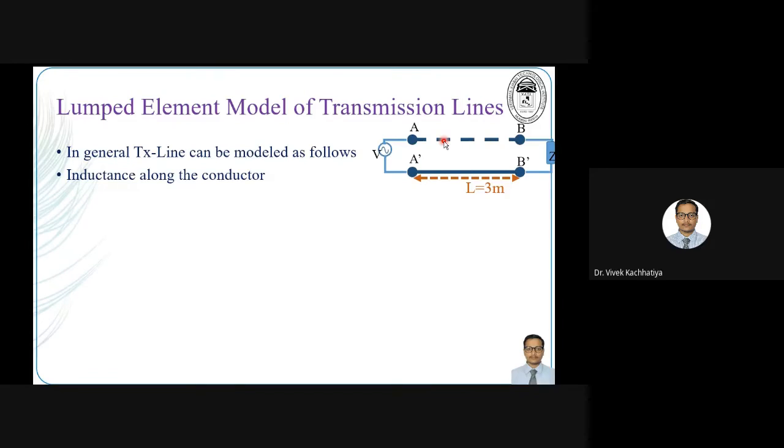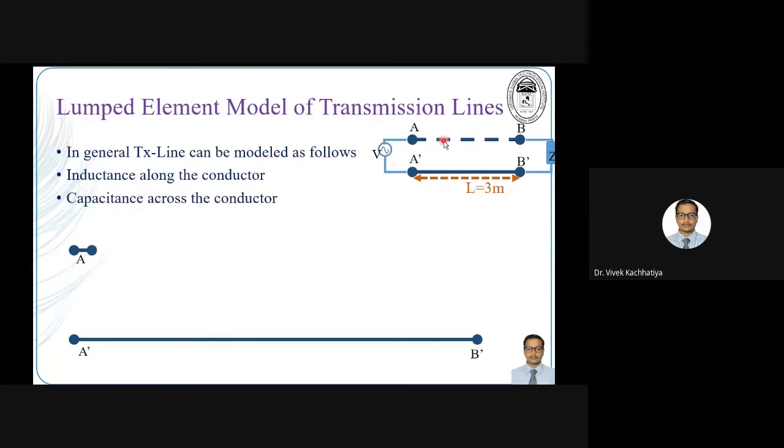We understood that our transmission line has inductance along the length of the conductor, or we can say along the length of a transmission line. So how can we model this? The second point is capacitance across the conductor or across the transmission line. If I define A dash, B dash, I first need to include inductance along the conductor. So it is like this. We have inductance along this length, and then we have to apply a capacitor to represent capacitance across the conductor.